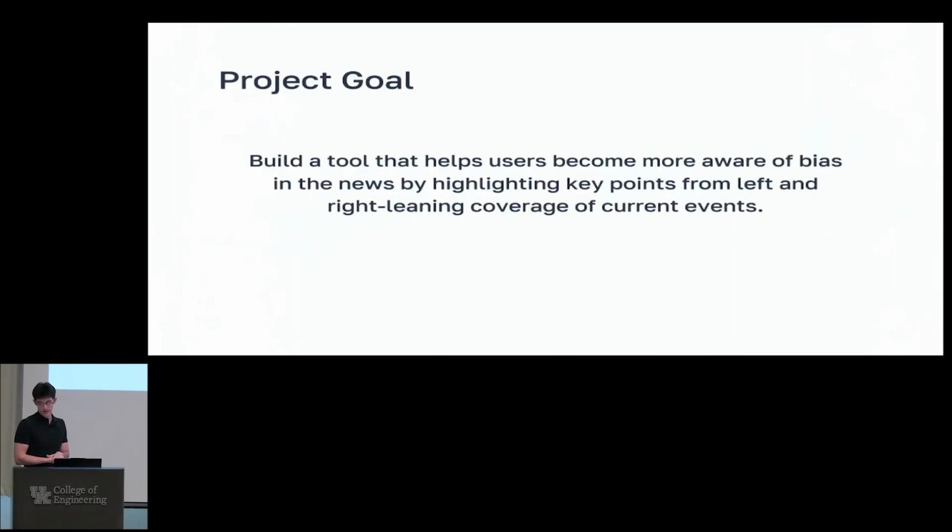So with that in mind, I created SideBySide, which is an automated LLM-powered political bias system. The goal was to build a tool that helps users become more aware of bias in the news by highlighting key points from left and right-leaning coverage of current events. In order for me to do this, I need to identify, categorize, and analyze articles from current events.